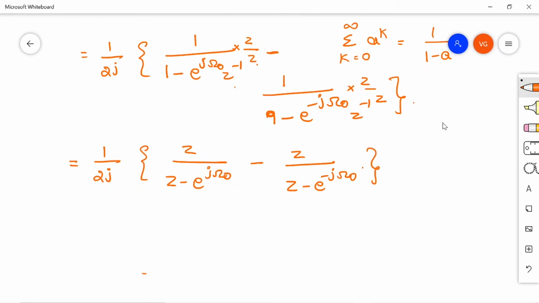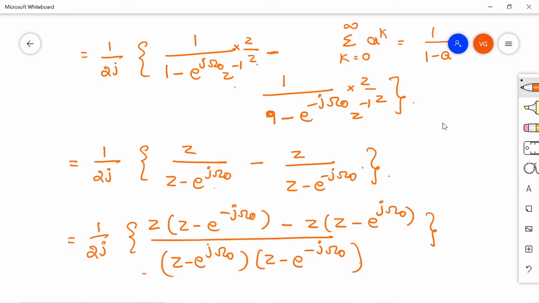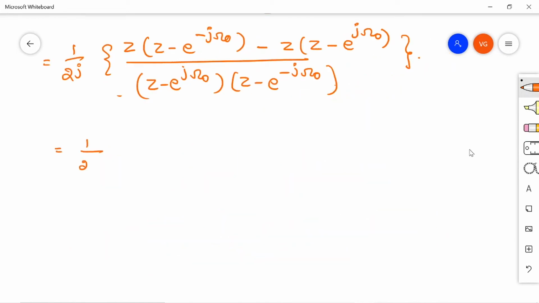So now you can take the LCM to simplify it more. So in the denominator this will be z minus e power j omega naught multiplied by z minus e power minus j omega naught. So the numerator can be written as z multiplied by z minus e power minus j omega naught, minus z multiplied by z minus e power j omega naught. So let us simplify this more. Further, it can be simplified like this. I am just multiplying the numerator and denominator terms.